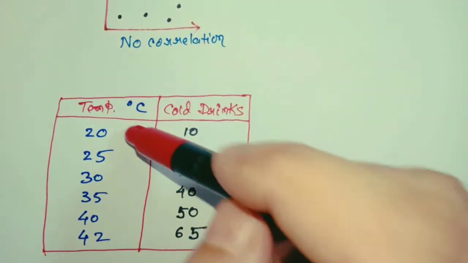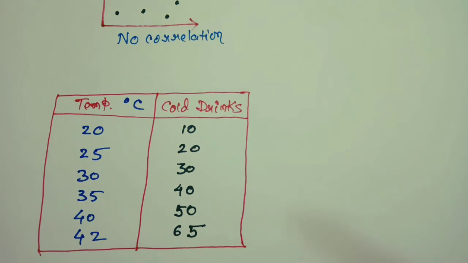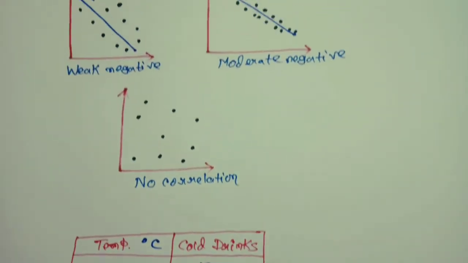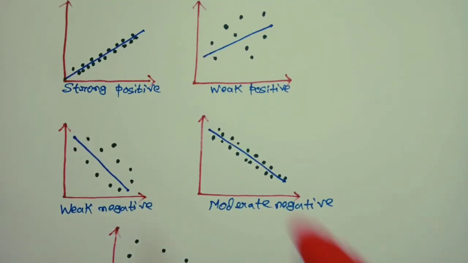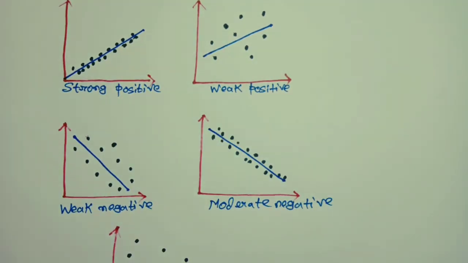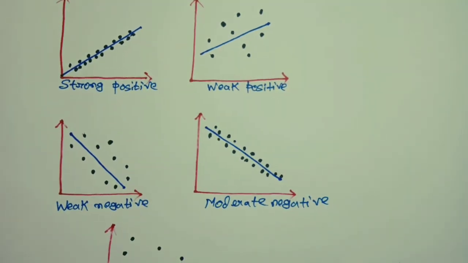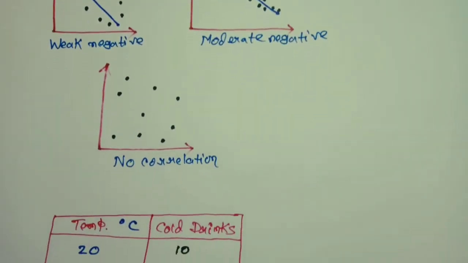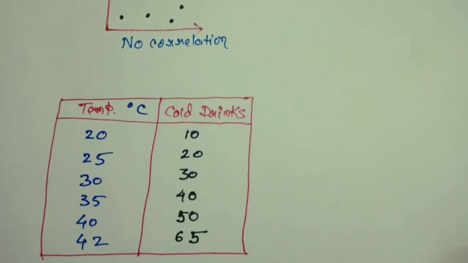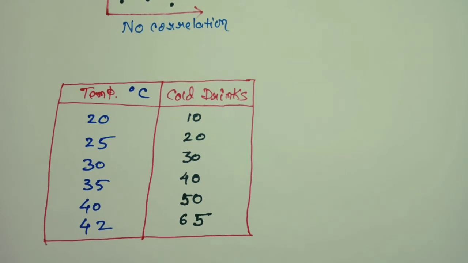As the temperature is less, the cold drink sale decreases. This is a typical example of a correlation, and I can tell you this would be obviously shown in this graph. Why? Because it is a strong positive correlation. As and when the heat increases, the cold drink sale also increases. This is a typical example.